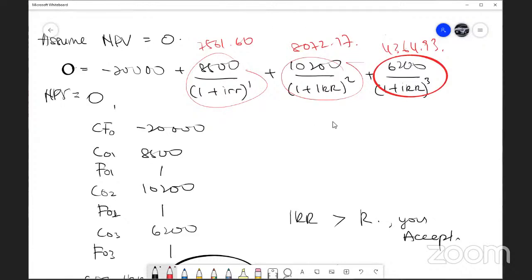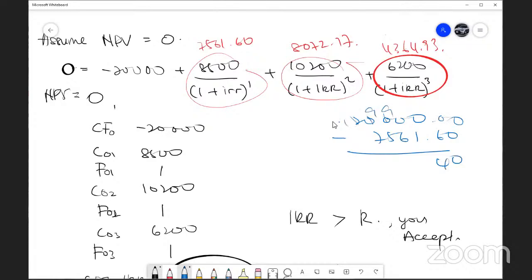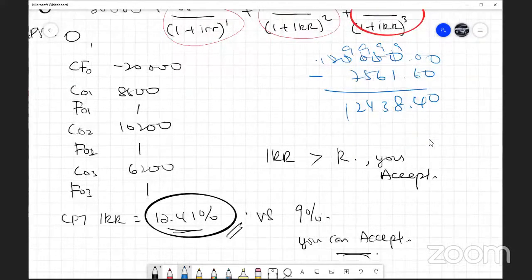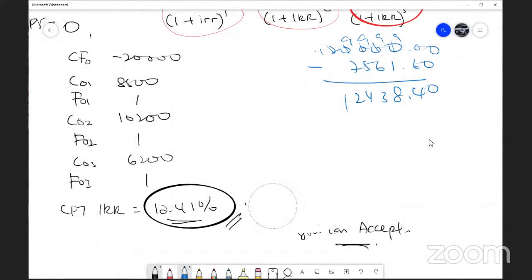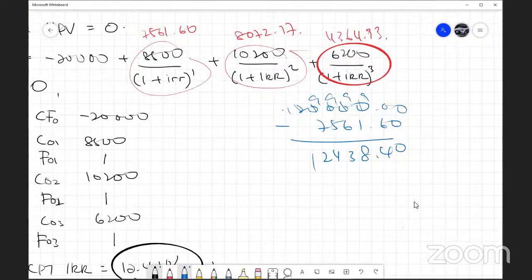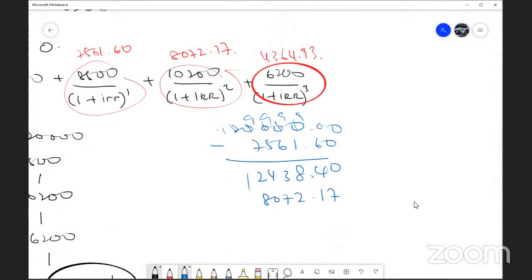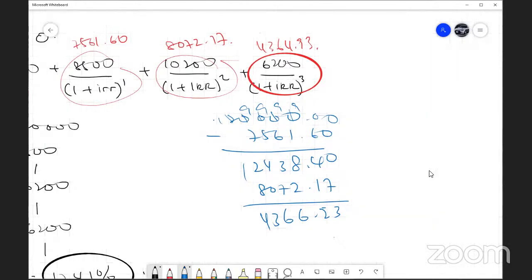Okay, you try negative 20,000. 20,000 minus 7561.6, that gives 12438.4. I count very manually with you, so you guys can do alongside with me. 12438.4 minus 8072.17 is 4366. Yes, 4366 minus 4364.93, you're left with negative 1.9.